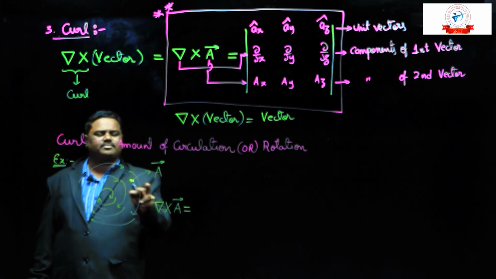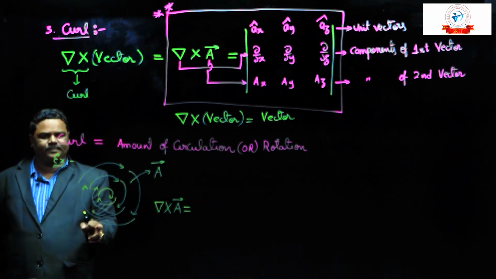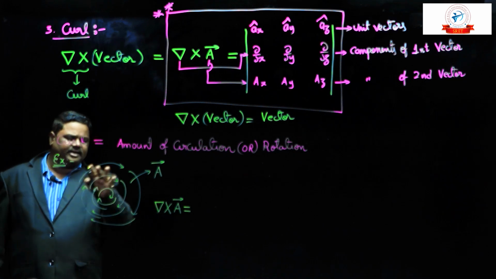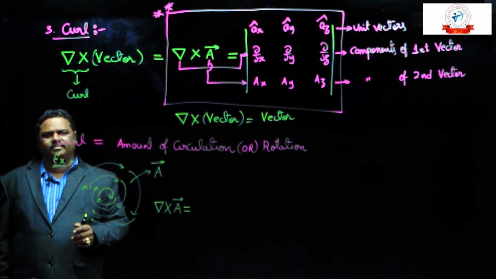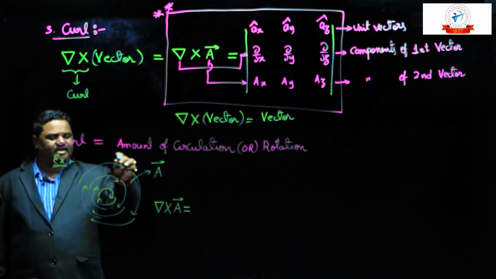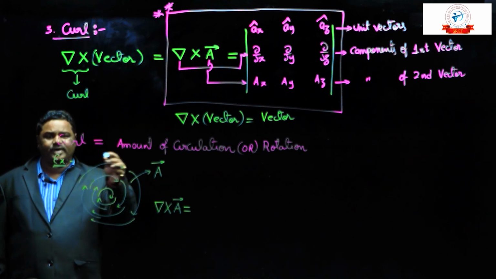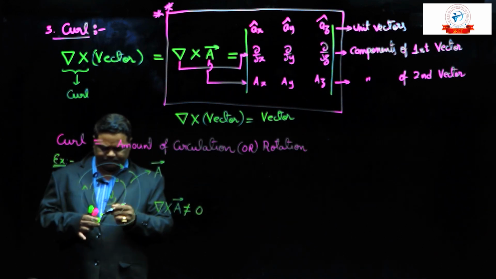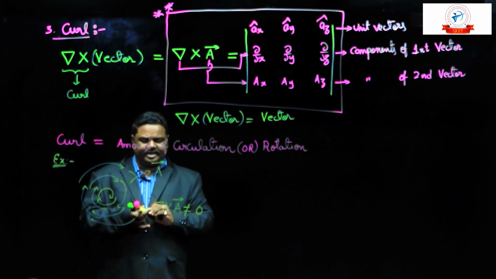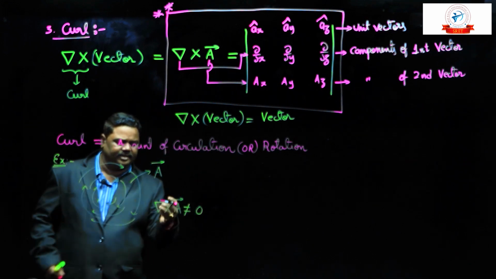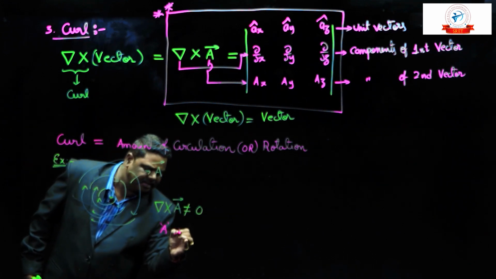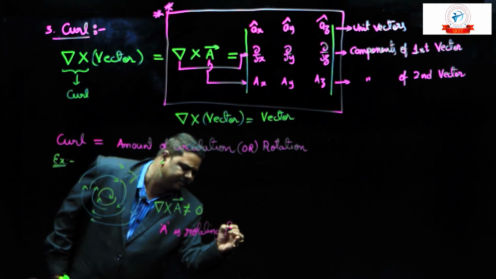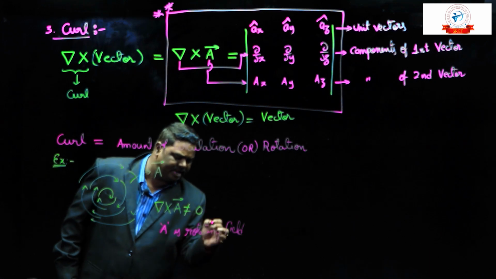For that, just observe this diagram. The A bar field is shown here. By observing this diagram or field, can you tell me whether A bar is rotating or not? Yes. So, the vector field A bar has the rotational property, or A bar is rotating. Then definitely the curl of A bar is non-zero. So, simply we say that A bar is a rotating field.